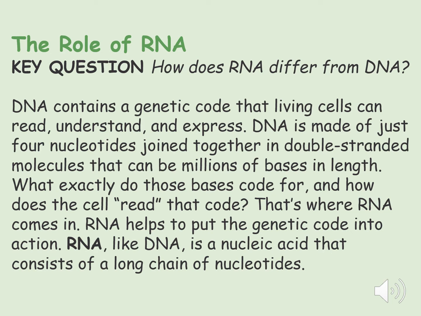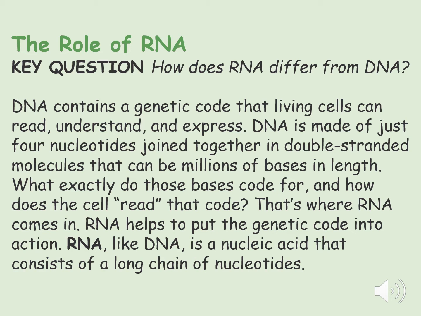DNA contains a genetic code that living cells can read, understand, and express. DNA is made of just 4 nucleotides joined together in double-stranded molecules that can be millions of bases in length. What exactly do those bases code for, and how does the cell read that code? That's where RNA comes in. RNA helps to put the genetic code into action.